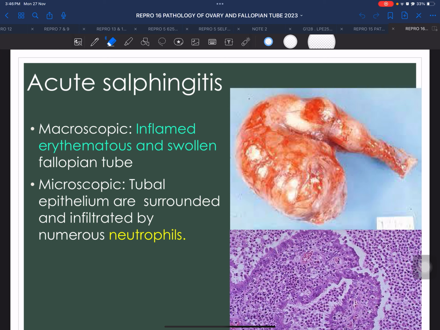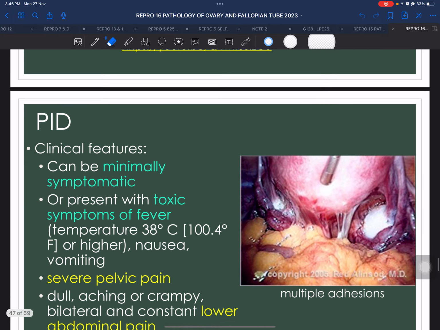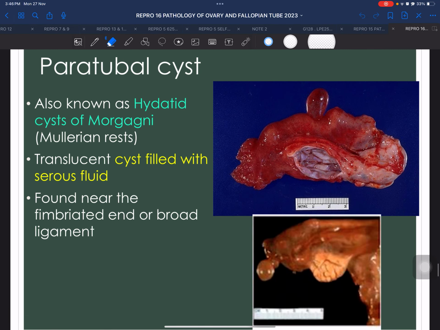Okay, the next lesion in the fallopian tube is paratubal cyst. Okay, so this is also known as hydatid cyst of Morgagni. It's just a small cyst, okay, that is filled with serous fluid, and they are found near the fimbriated ends or in the broad ligament. So just a simple cyst at the outer part of the fallopian tube.